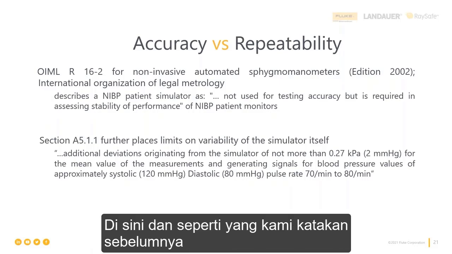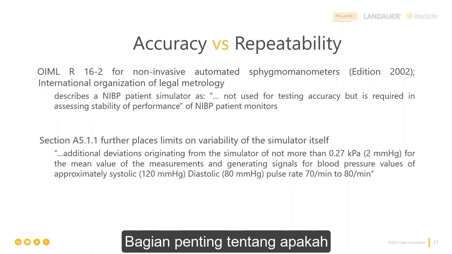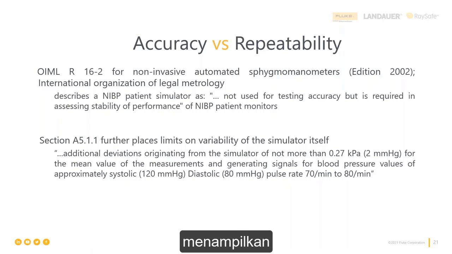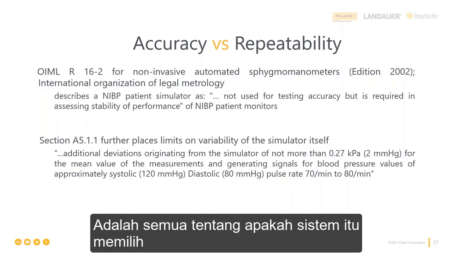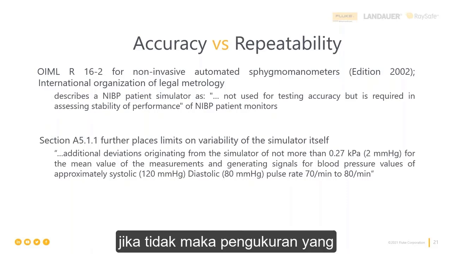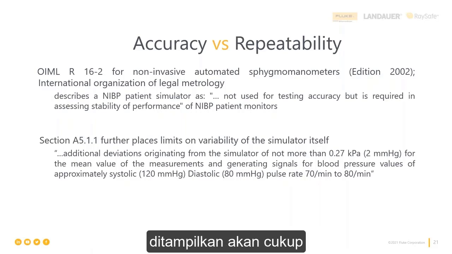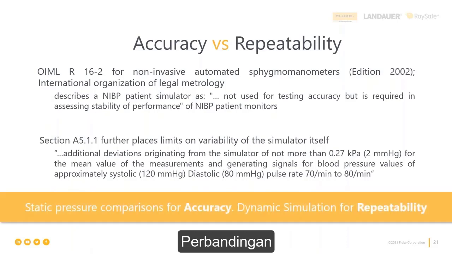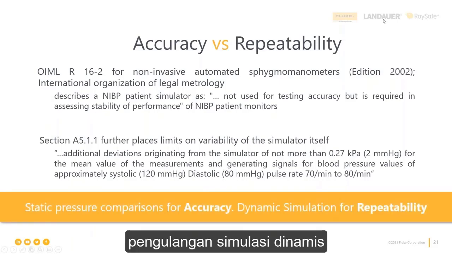And as we said before, the important part about what shows up on the NIBP monitor display is all about, did that system pick the right peak pressure in the cuff, yes or no? If it didn't, then the measurement that it displays is going to be quite different than the information that you're sending in the dynamic simulation, okay? Accuracy, static pressure level comparisons. Dynamic simulation, repeatability, period.